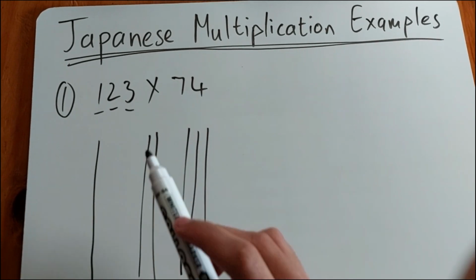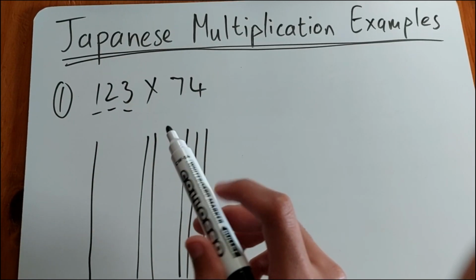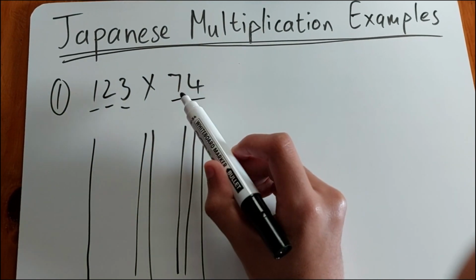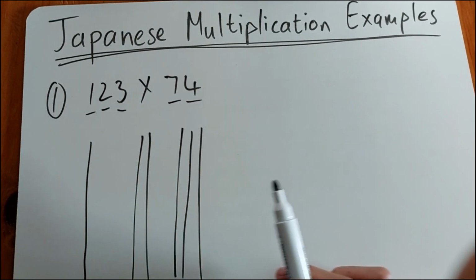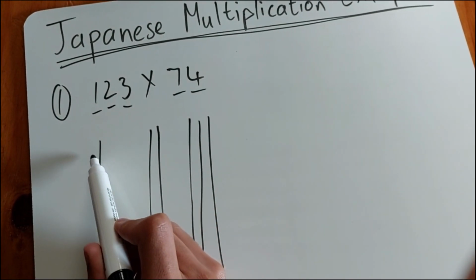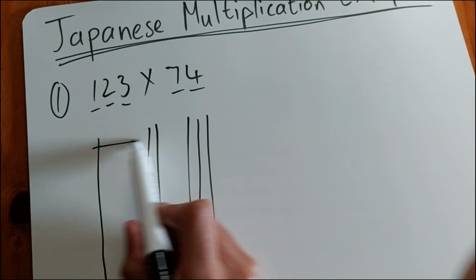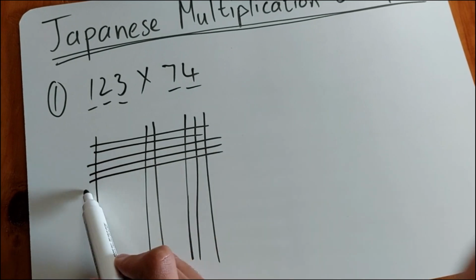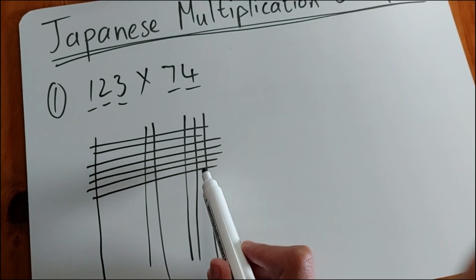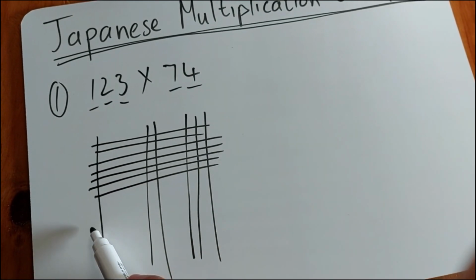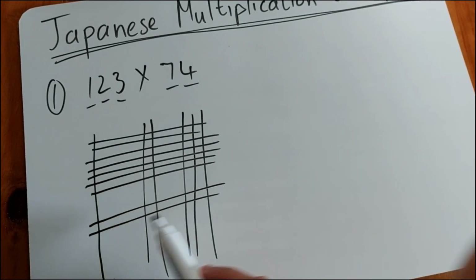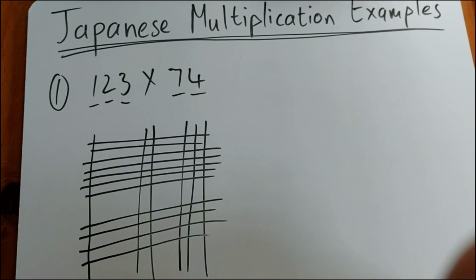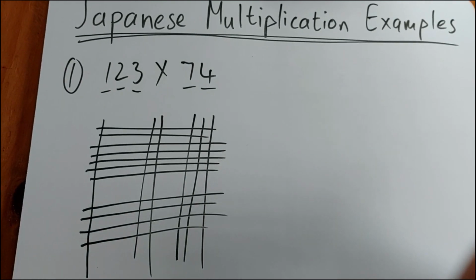So let's continue. The second step requires us to draw horizontal lines for the second number. So we have 7, 1, 2, 3, 4, 5, 6, 7. And the second digit, 4 lines, 1, 2, 3, 4.